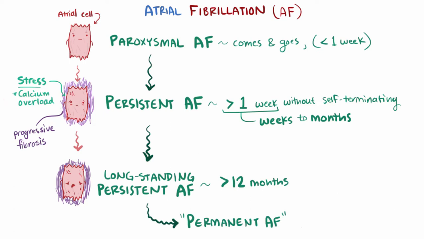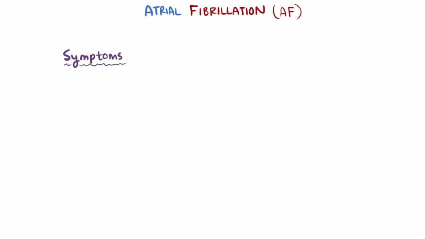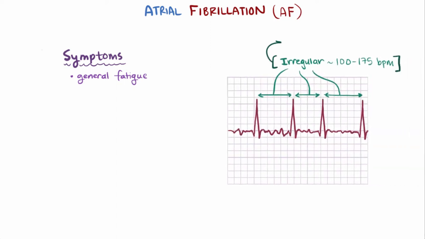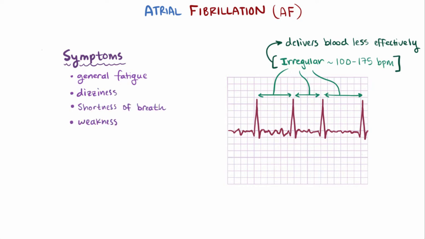And permanent AF is what it's called when the patient and the clinician make a joint decision to not attempt to stop the rhythm. Common symptoms of AF are feelings of general fatigue, since the heart rate isn't being governed by the sinus node anymore and contracts at irregular intervals, delivering blood less effectively to the tissues. Other related symptoms include dizziness, shortness of breath, and weakness. Patients might also feel palpitations or a thumping in their chest.